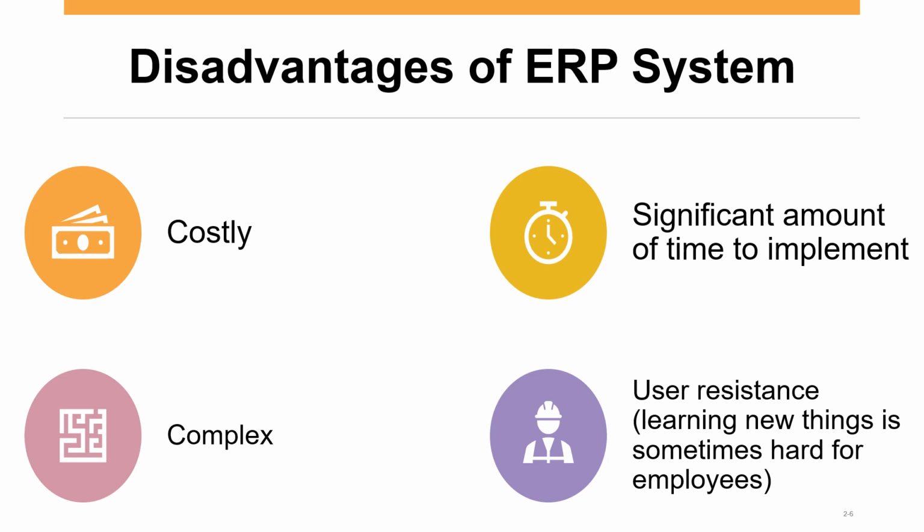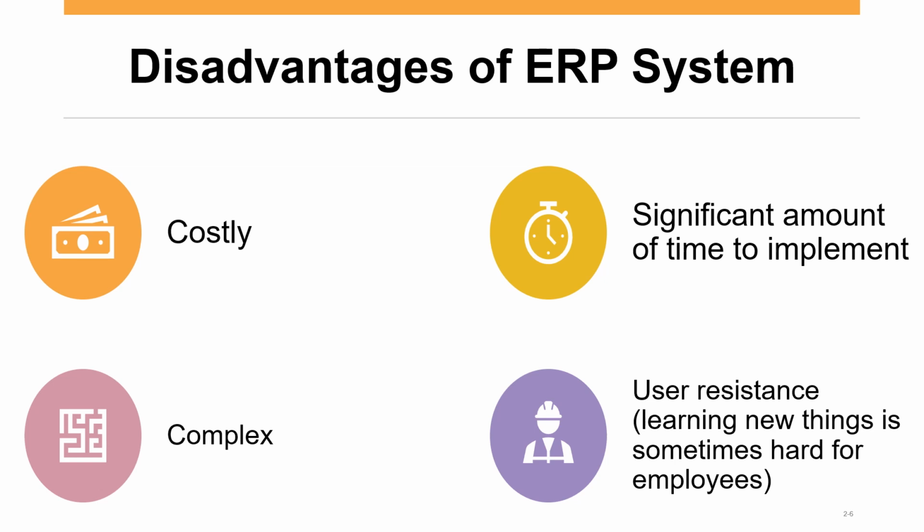Then a significant amount of time in implementation, because especially for big and middle-size companies, it requires more time. And for sure, by implementing an ERP system, the existing users will face difficulties, and they will have what we call a learning resistance curve. They will resist learning, because it brings them to a new norm and so on.